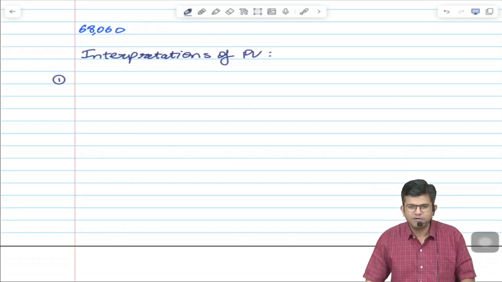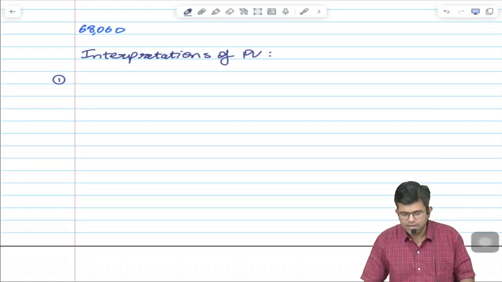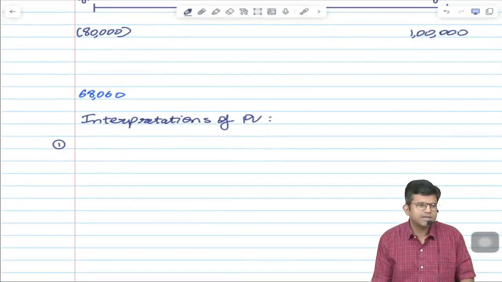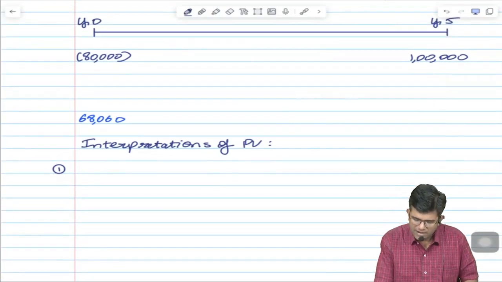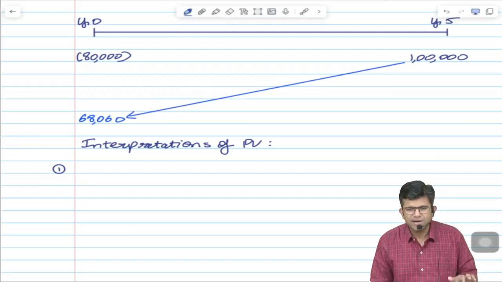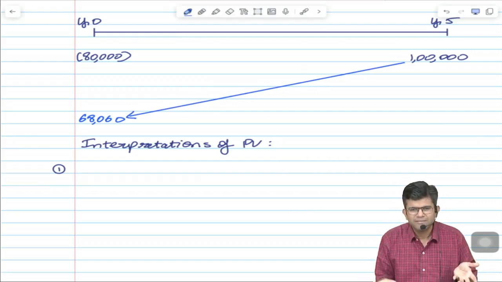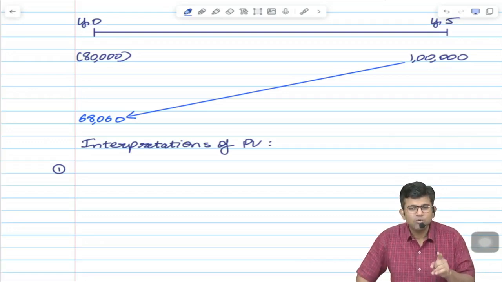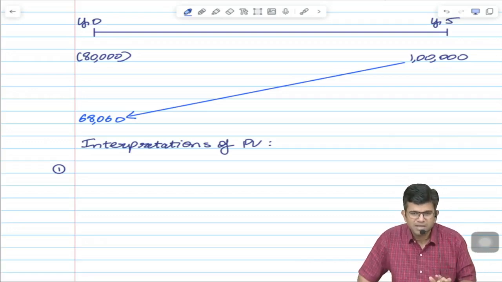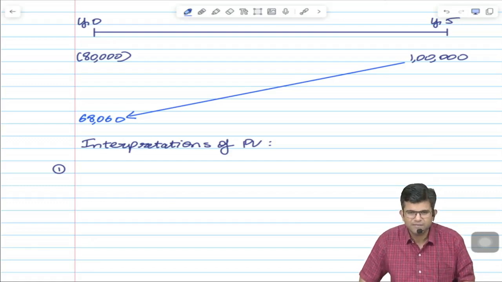So, interpretations of PV. Now, the first interpretation is the most basic interpretation. That 1 lakh rupees that we will receive after 5 years is worth only 68,000 today. Understood first? This is like a foundation interpretation. 1 rupee after 1 year is not worth 1 rupee today. It is worth less. So if someone asks me, do you want 1 lakh today or 1 lakh after 5 years, I will say, give me 1 lakh today only, because 1 lakh after 5 years is worth only 68,000 today. Everybody clear? That is the first interpretation of PV.